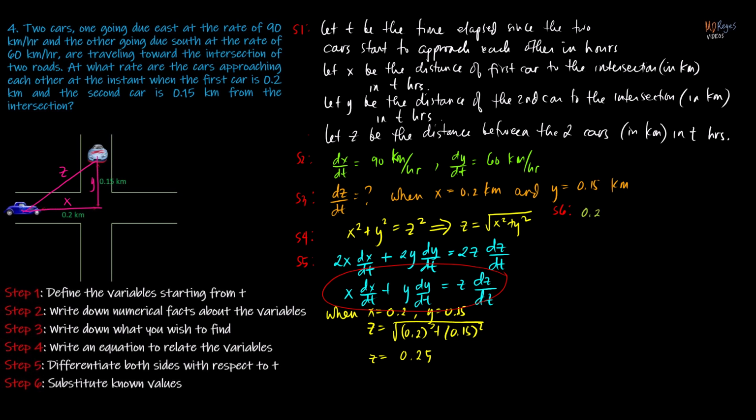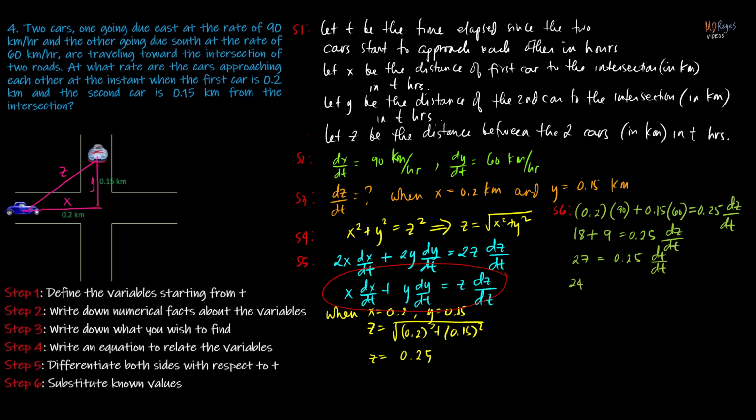We have x, 0.2, and then dx over dt. That's 90. Okay, plus y. That's 0.15 times dy over dt. That's 60, equals z. We have solved for z, that's 0.25, and then the unknown dz over dt. Just solving for the left side, 0.2 times 90 is 18 when you solve, plus 0.15 times 60 is 9, equals 0.25 times dz over dt. Alright, so 18 plus 9 is 27, equals 0.25 dz over dt.